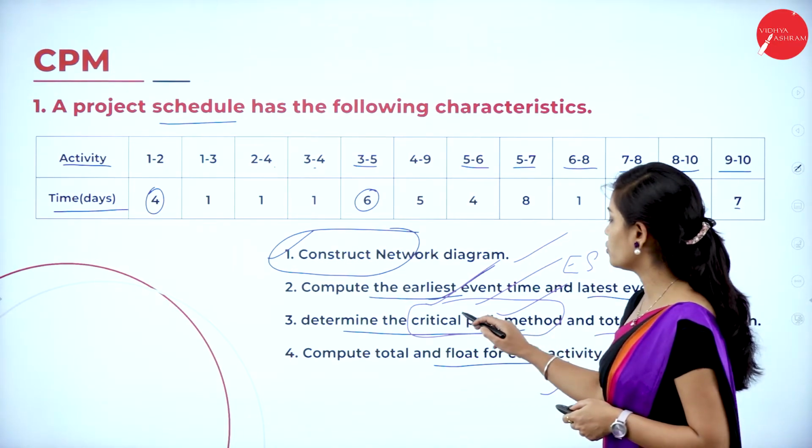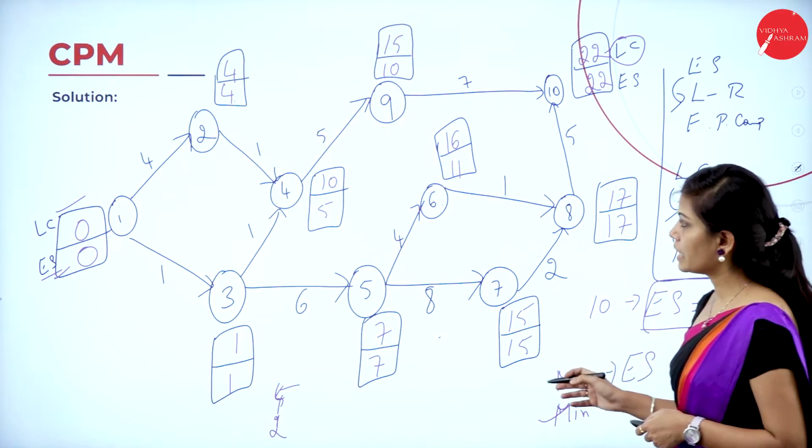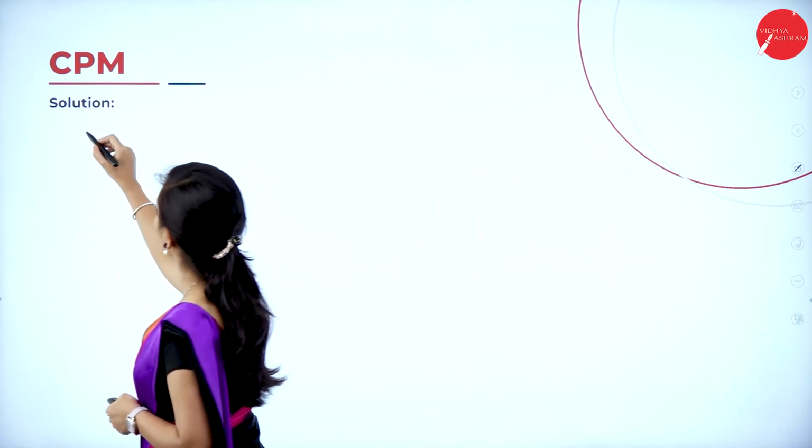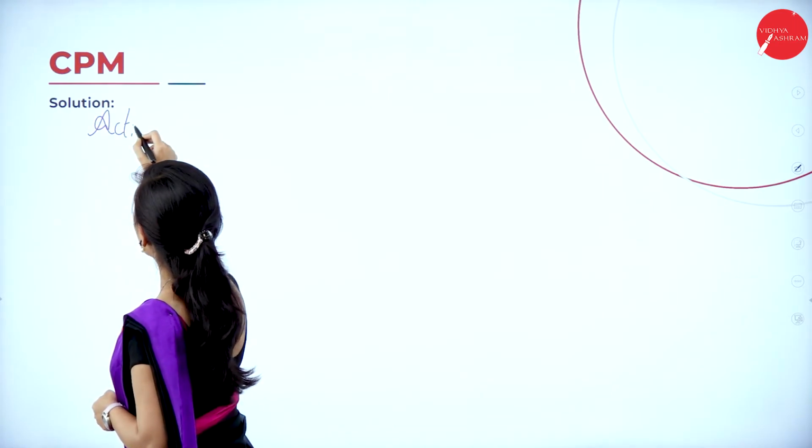So next I'll find out the CPM. For finding the CPM, you have to prepare a table. So first is activity.